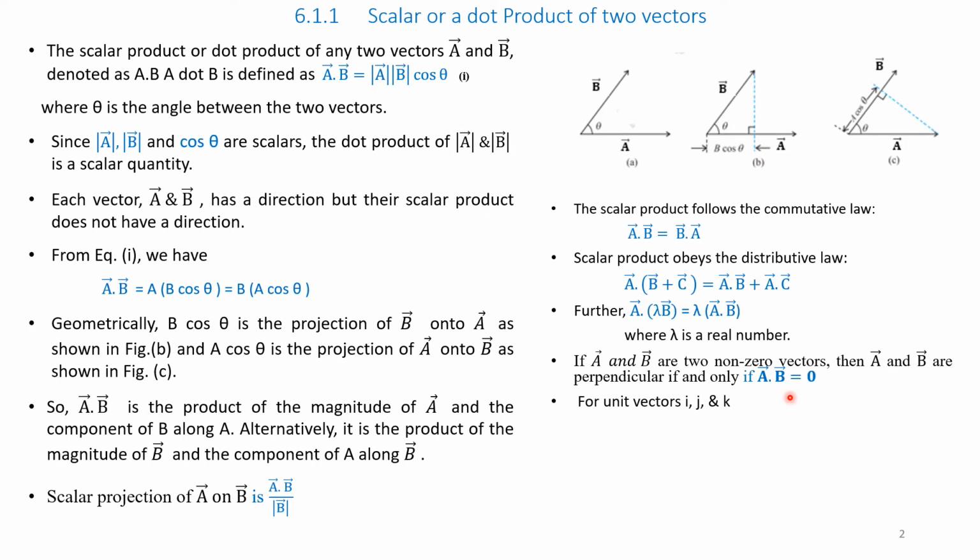For unit vectors i, j and k, i dot j is equal to j dot k equals k dot i, where i, j and k are unit vectors along the x, y and z axis. Therefore, they are perpendicular to each other, so their product is 0. i dot i equals j dot j equals k dot k equals 1.